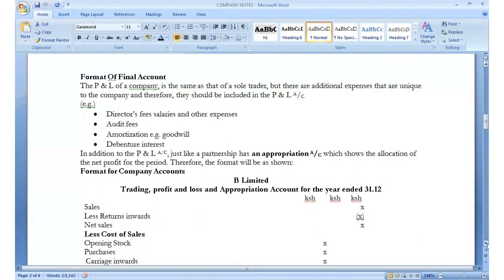So the profit and loss account is very similar to what we have been doing. The sales, less returns, less cost of sales, and other incomes, less expenses, all of that is the same. But now we have some unique items, especially expenses that are unique to a company. For example, we have directors' fees, salaries, and other expenses. It is only in a company where we have directors, so the fees, salaries, and other expenses will be a unique expense for a company.